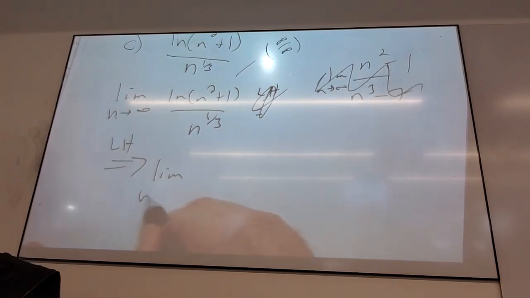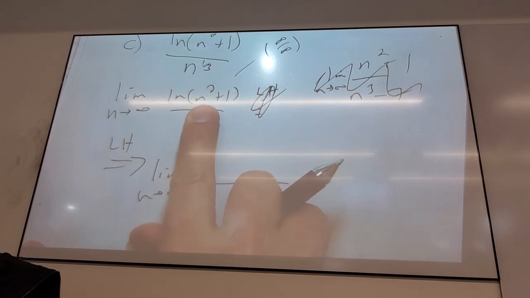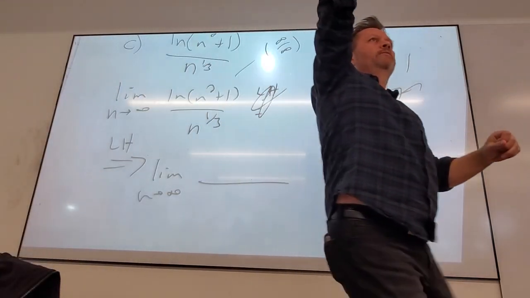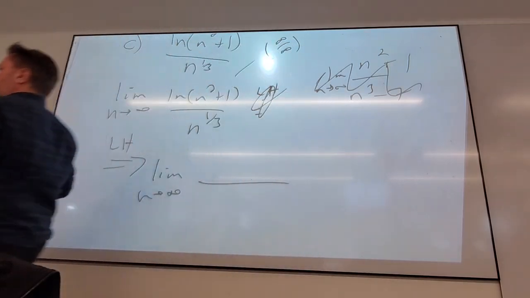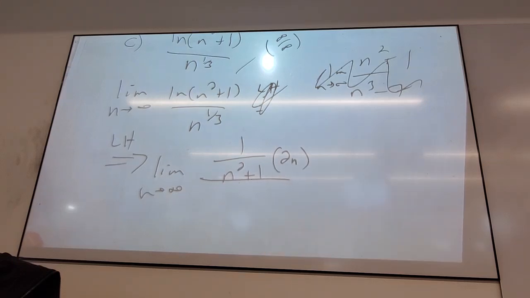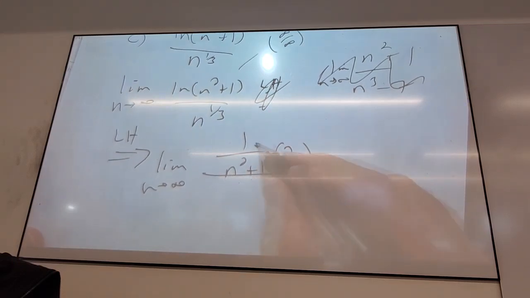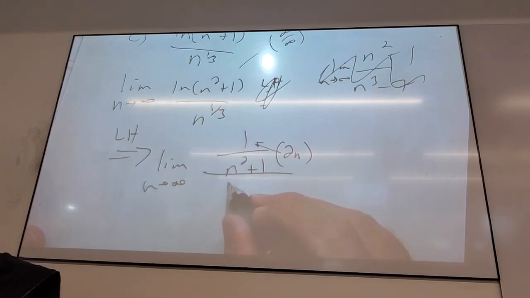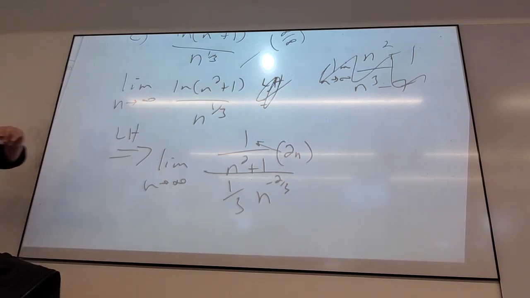You take the derivative of the top, and the derivative of the bottom. So what's the derivative of natural log of stuff? 1 over stuff times the derivative of stuff. I could put that up top. And then what's the derivative of the bottom? 1/3, negative 2/3.